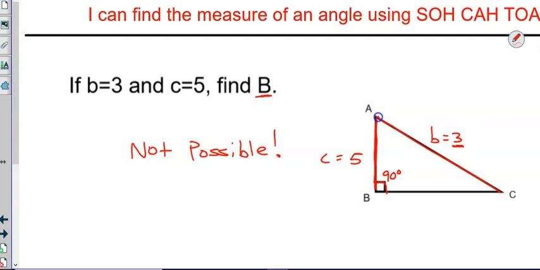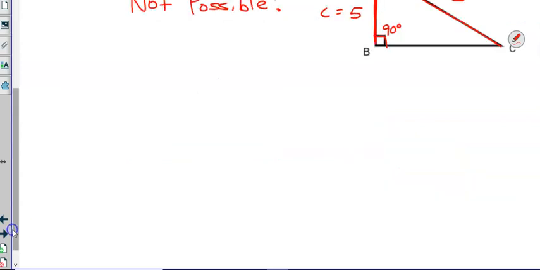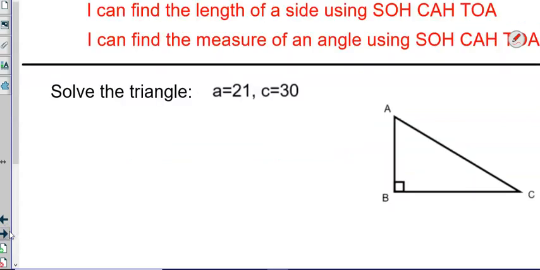The way that triangle is drawn, okay? We could maybe draw a new triangle where B is not the 90-degree angle. Maybe we could flip-flop C and B and make it work, but we're not going to. We're just going to not do that one. Okay. Next example, we're going to solve the triangle.